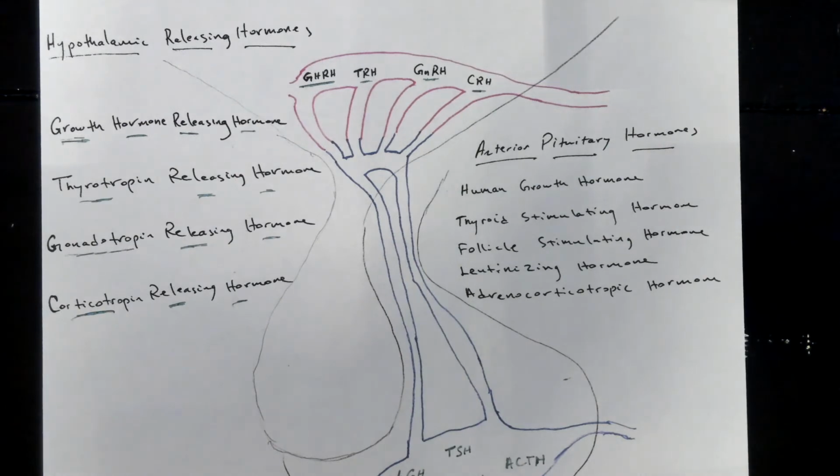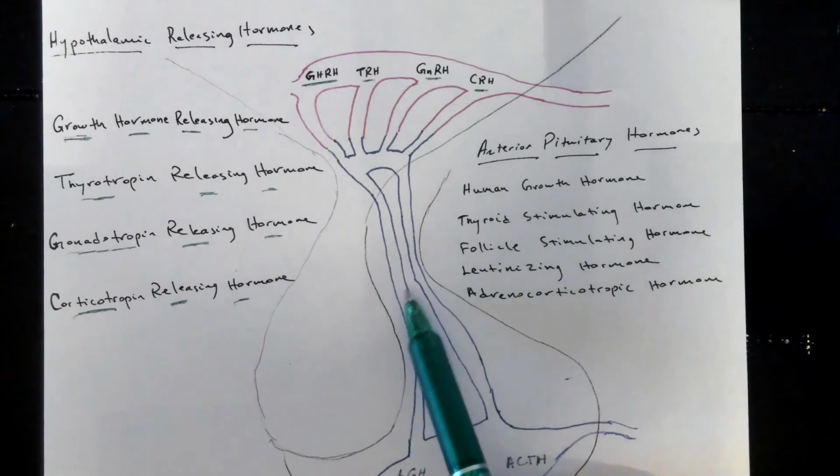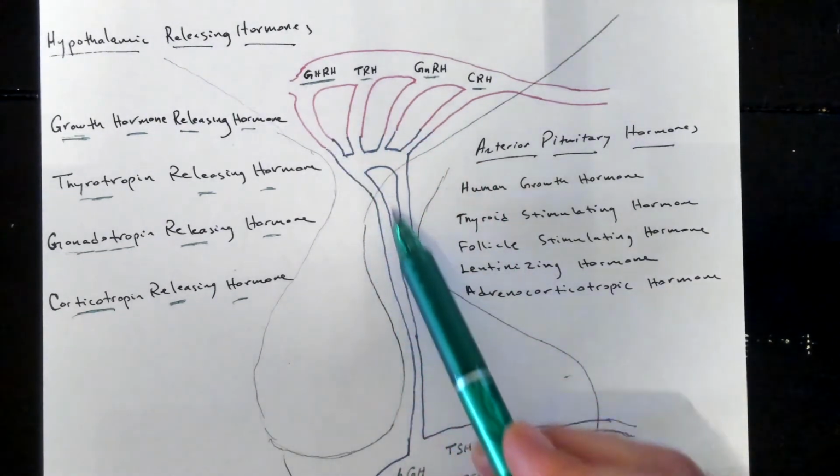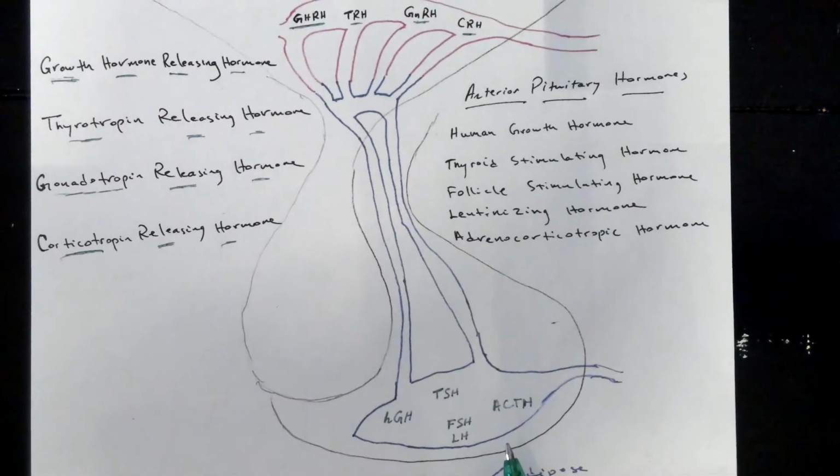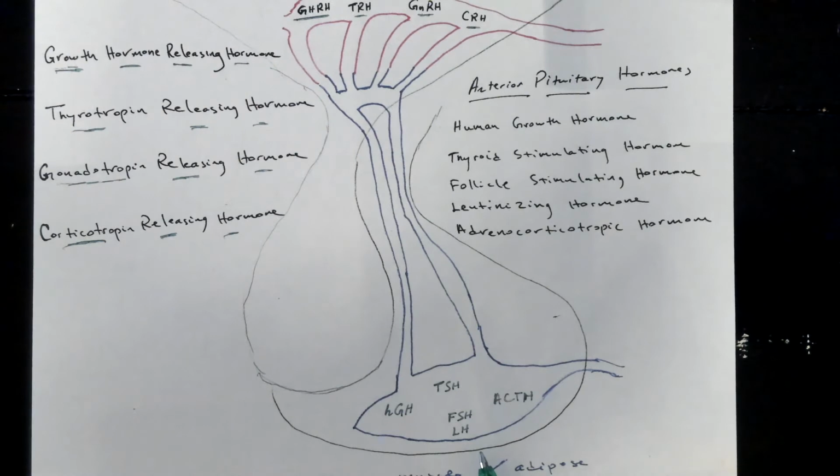So the idea here is that, again, we are going to use those portal veins, which are these two right here, to transport these hormones down to the anterior pituitary, which is going to make its own hormones as a result.